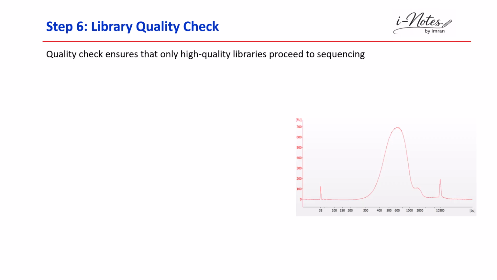This is based on the size of the library. For example, if you have made your library aiming for a size of 400 to 500 base pairs, then you can analyze your library using different equipment. If you have a TapeStation in your laboratory, you can use that, or you can use the Fragment Analyzer from Agilent, or if you have a QSEP 100, you can use QSEP. Any of these equipment can be used for the quality check of the library.